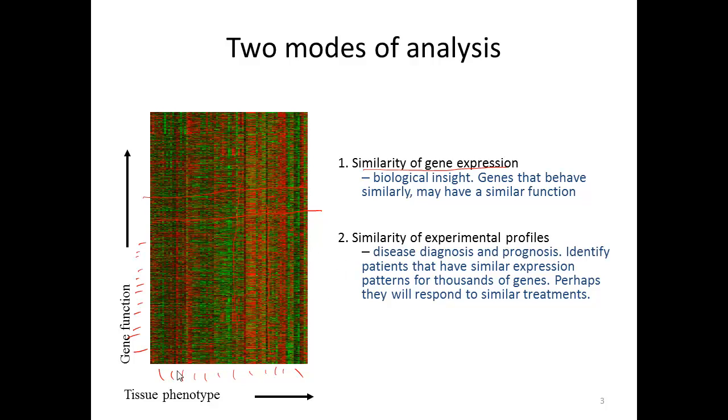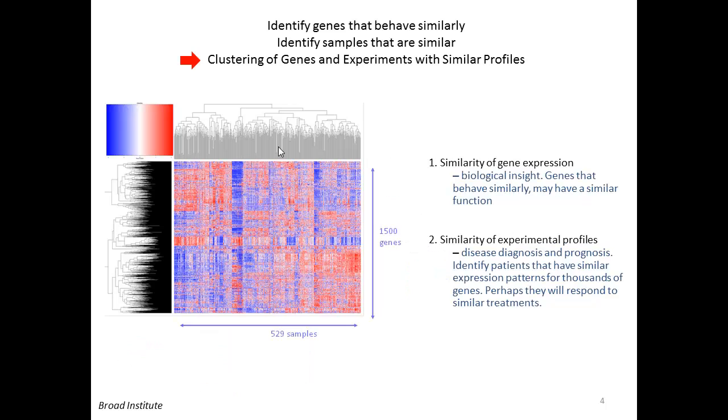Similarly, we're going to look for experiments where thousands of genes have similar expression profiles. This might be a case where we're looking at lots of different cancers, and we might identify subtypes of cancers that molecularly have similar expression patterns. Those might be treated the same way.